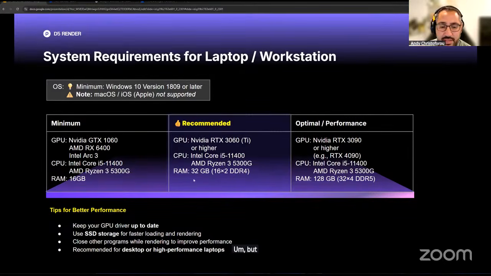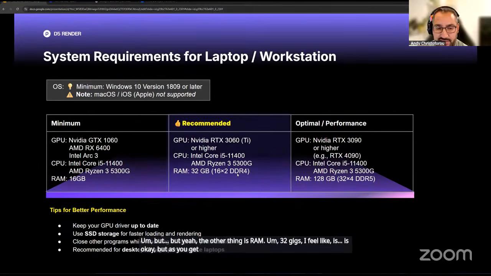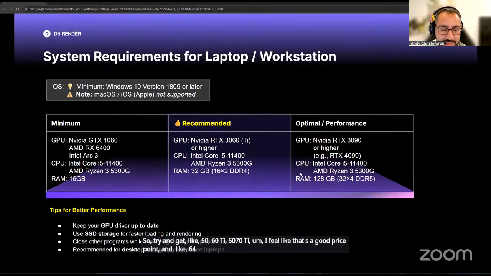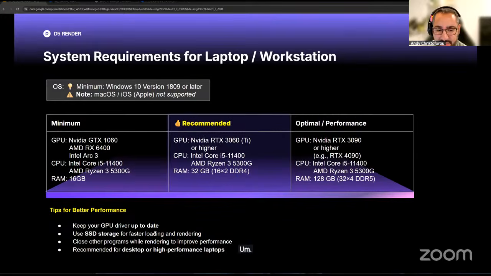But yeah, the other thing is RAM. 32 gigs I feel is okay, but as you get into larger scenes, 64 is a really sweet spot. So try to get a 5060 Ti or 5070 Ti. I feel like that's a good price point, with 64 gigs. And then always use an SSD or an M.2.